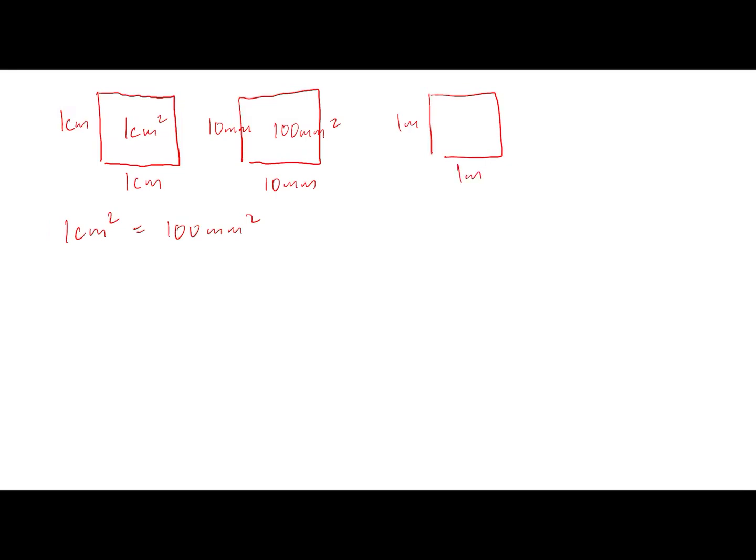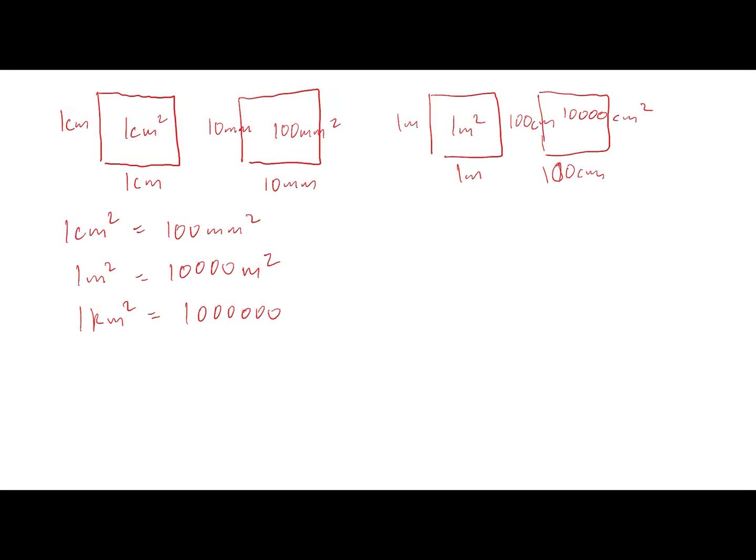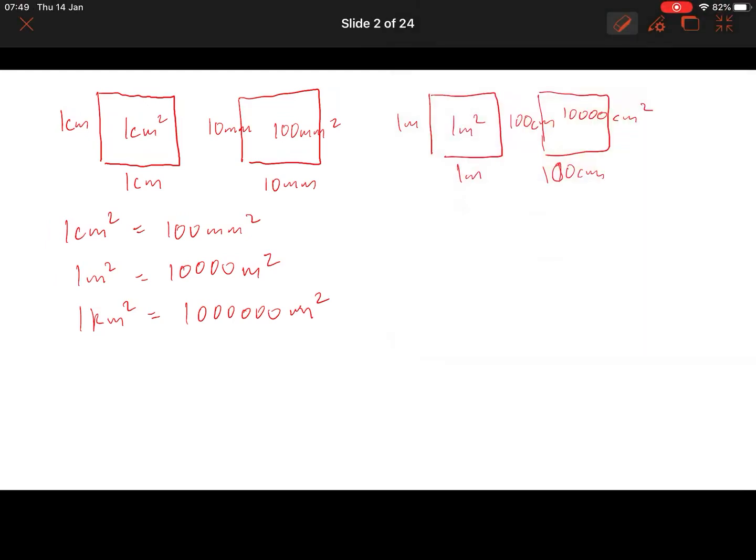Okay, I can do another one for metres. 1 metre by 1 metre gives me 1 metre squared. So 100 centimetres by 100 centimetres gives me 10,000 centimetres squared. So 1 metre squared is equal to 10,000 centimetres squared. And the same logic can be applied to kilometres. 1 kilometre squared is actually equal to 1 million metres squared.